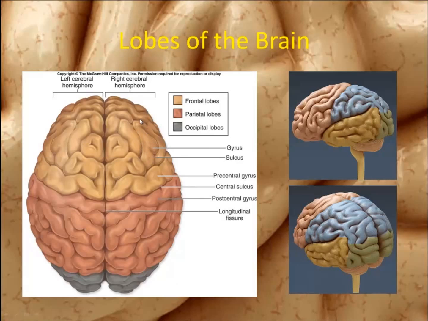A couple of other important names we have here. The things that kind of look like noodle-shaped pieces of nervous tissue are the gyrus, or gyri plural. And the grooves in between are the sulci, or sulcus, plural. Right down the center we find a division that actually splits the right and left cerebral hemispheres in half, and this is called the longitudinal fissure. Then we also have a sulcus that divides the frontal lobes from the parietal lobes, and this is called the central sulcus.